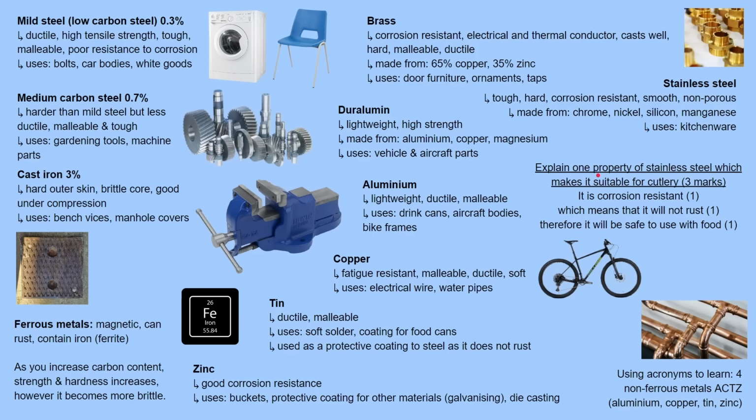A past question has been: explain one property of stainless steel which makes it suitable for cutlery. So you can say it is corrosion resistant, which means that it will not rust. Therefore, it will be safe to use with food. So giving a point, an explanation, and then linking it back to the question. So cutlery used with food, that's your 3 marks, a 3 mark question here.